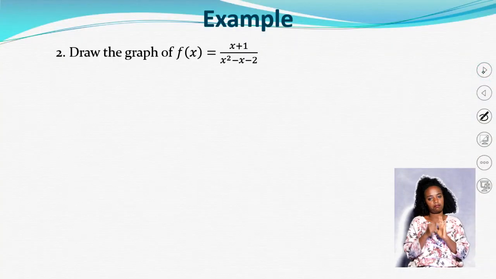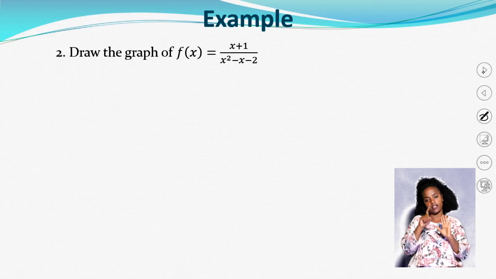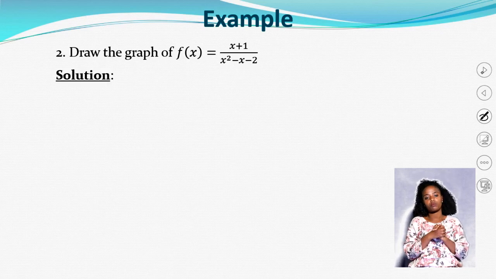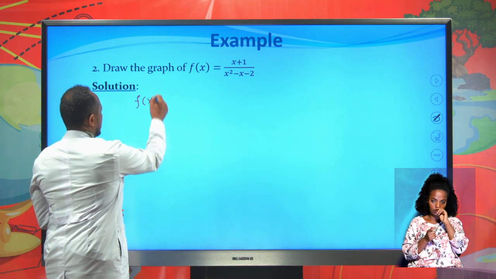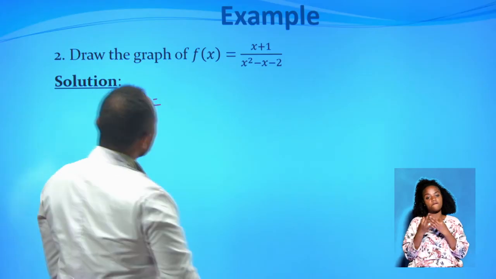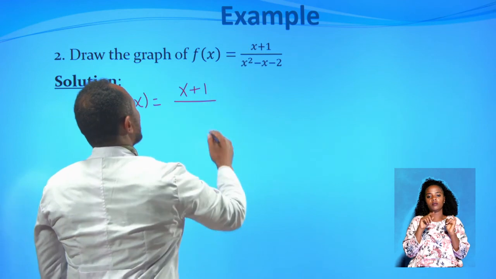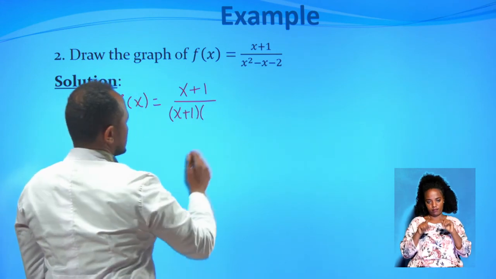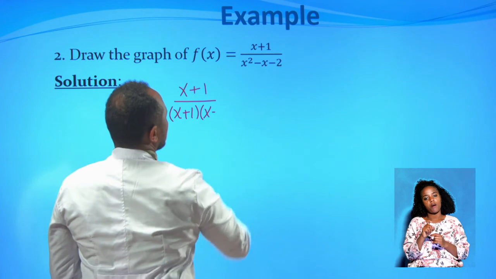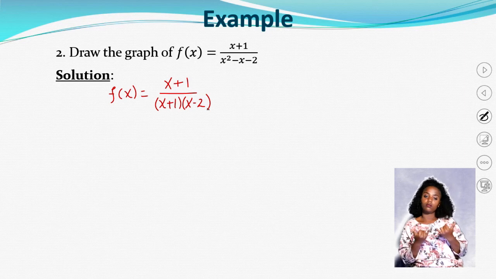Let's see an example. Here, draw the graph of f of x equals x plus 1 over x squared minus x minus 2. So, to draw the graph of this expression, first, let's factorize f of x and simplify if possible. f of x equals x plus 1 over, when you factorize this, it becomes x plus 1 times x minus 2.